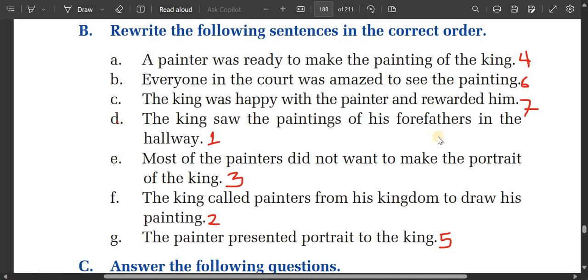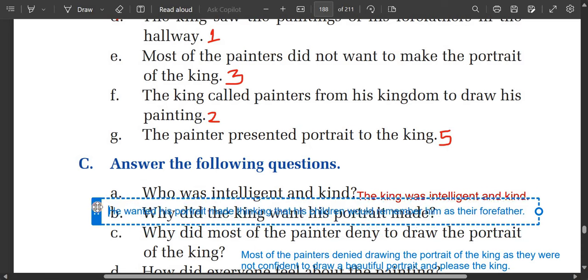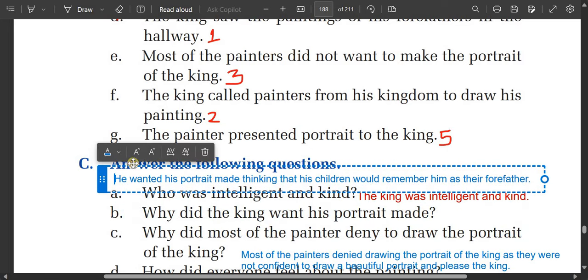Okay, dear students, now I will help you do the question answers. Who was intelligent and kind? The king was intelligent and kind. It's very easy. Now B, why did the king want his portrait made? It means the king wanted his portrait made, thinking that his children would remember him as their forefather. This is the answer, dear students. You can find this answer and just write it.